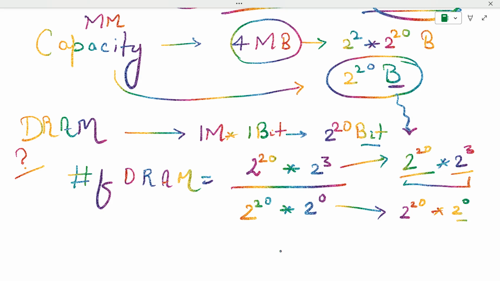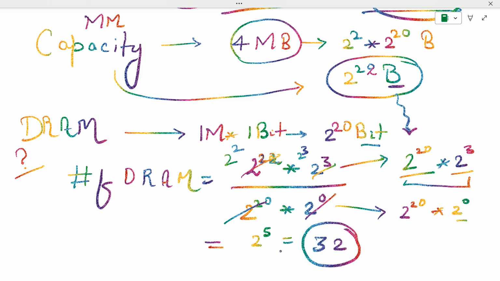Okay, so from this we get that, let me check, it's 2 raised to the power 22, right? So it will be 22. Okay, so it will be 2 raised to the power 2 and it will be 2 raised to the power 3. So altogether the total number of DRAM chips will be 2 raised to the power 5, that is 32 DRAM chips will be required. So the number of DRAM chips will be 32.